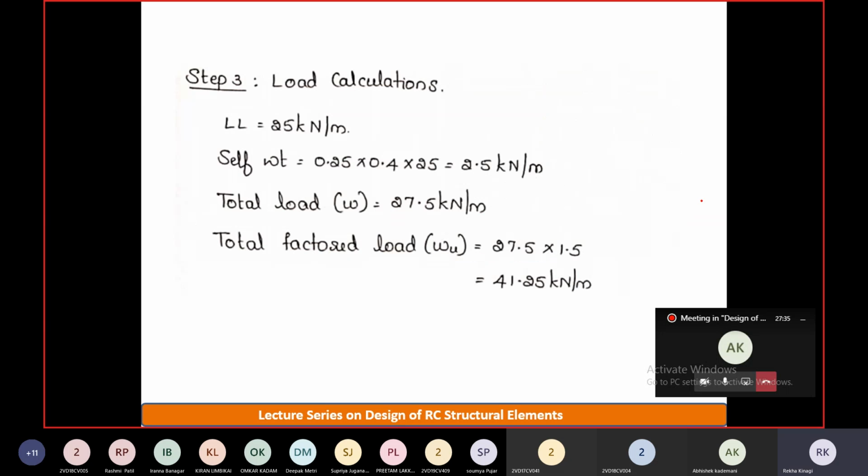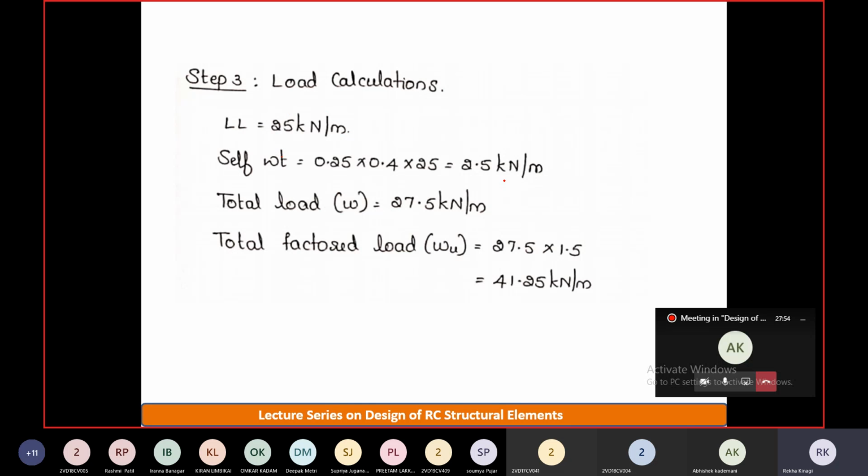Now, next coming on to load calculations. For this load calculation, the live load which is being given is 25 kilonewton per meter. So, live load is 25 kilonewton per meter. Let's calculate the self weight.